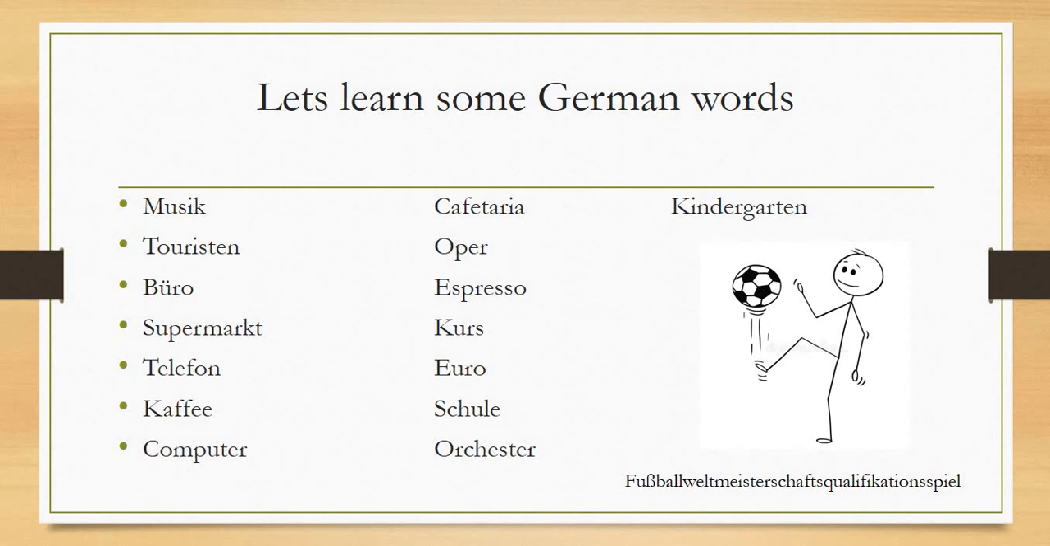There is a misconception about German that it has very long words and very difficult to pronounce words. I will give you a simple trick about that later. But we have one example here. Fußball-Weltmeisterschafts-Qualifikationsspiel. Yeah, that's a long word, but we don't have to worry about it right now.